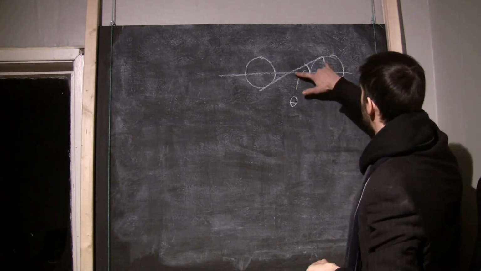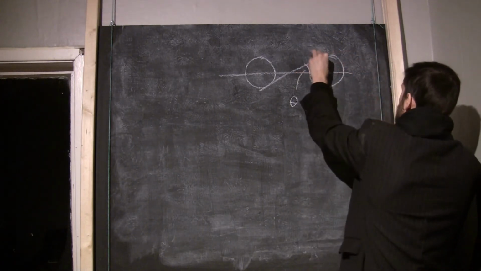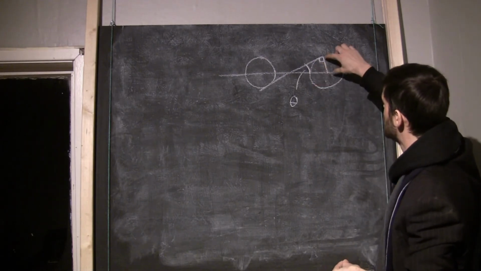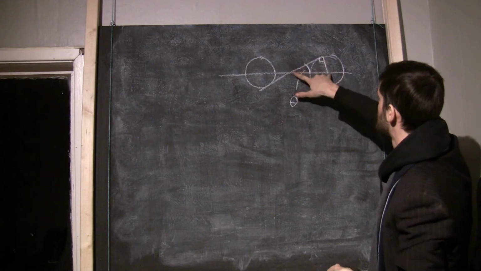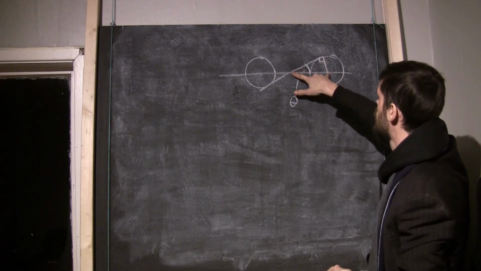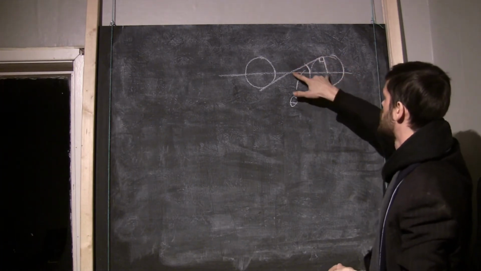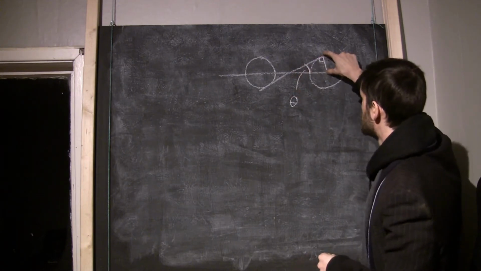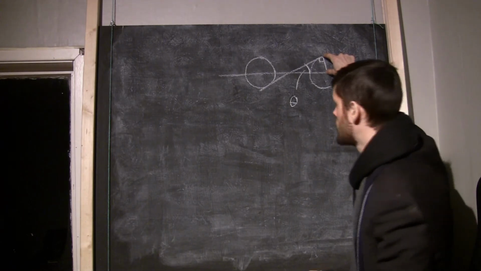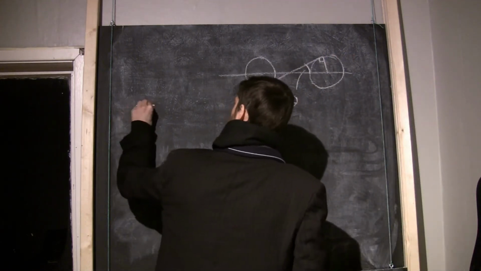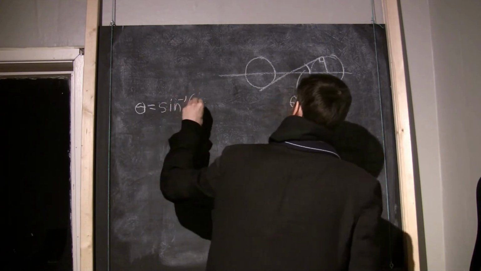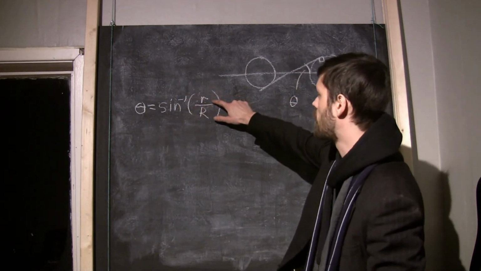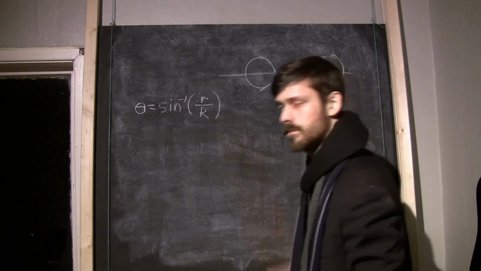you could sort of imagine this is a right angle triangle. You know that this distance will be the hypotenuse of this right angle triangle. We know that this distance is big R, and we know that this distance is small r. So we know that theta is the inverse sine of r over big R.